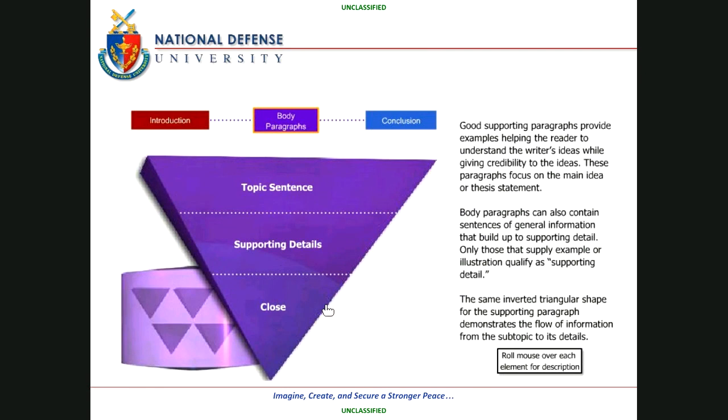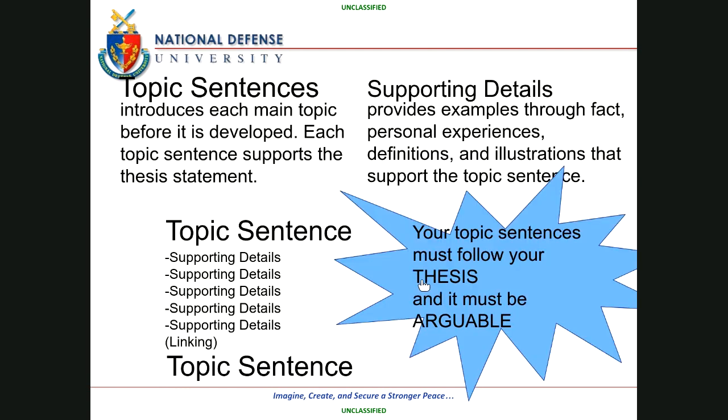This could be at the very end of your paragraph, or it could be at the beginning of the next one. But you want to make sure there's a connection in between your paragraphs. Okay, so to talk about the topic sentence, you already told me it's a main topic. It introduces it, it's a summary. And some of you told me the supporting details is an example, it's a fact. It says personal experiences. I don't really like personal experiences, but you can put a personal experience, a definition, illustration.